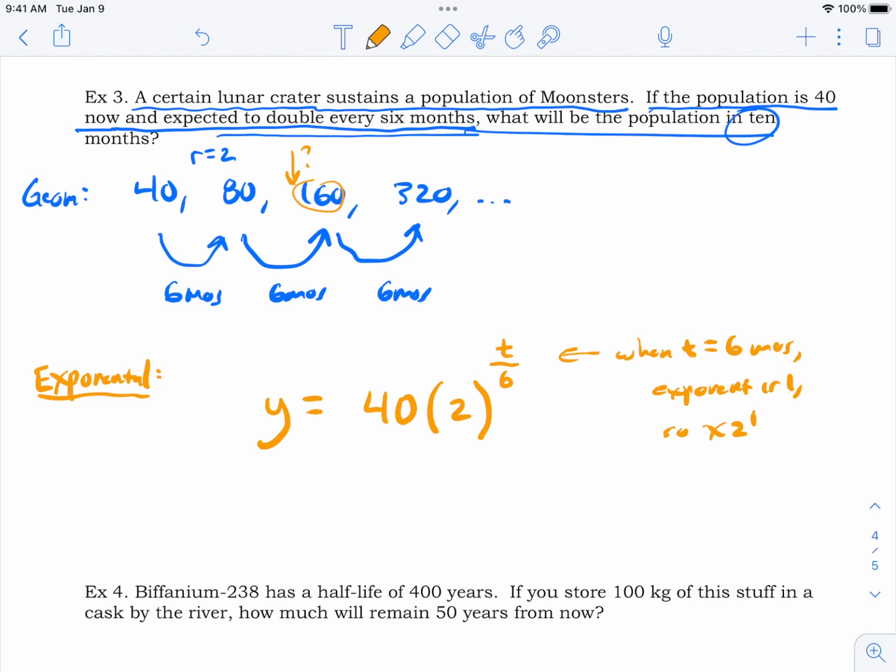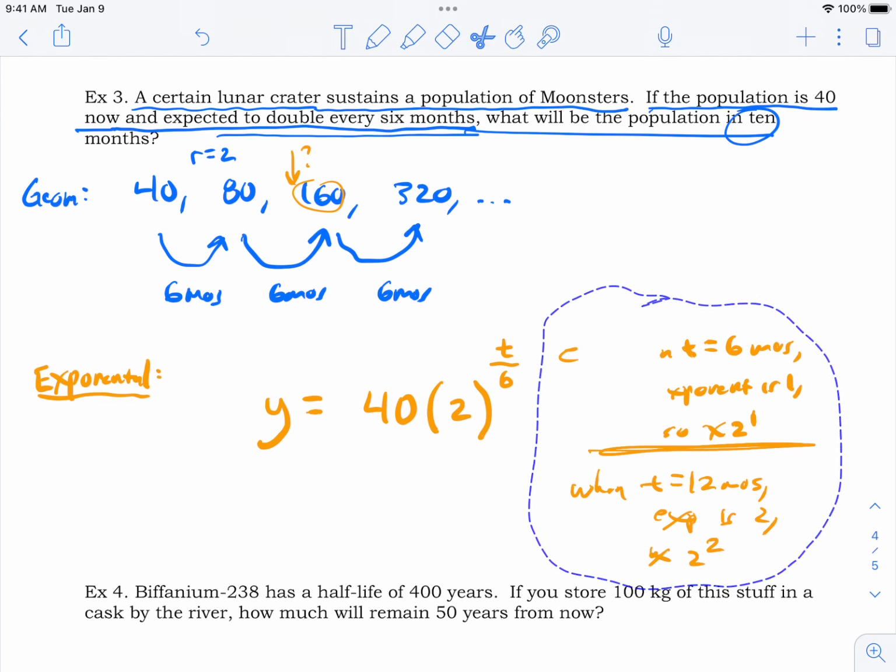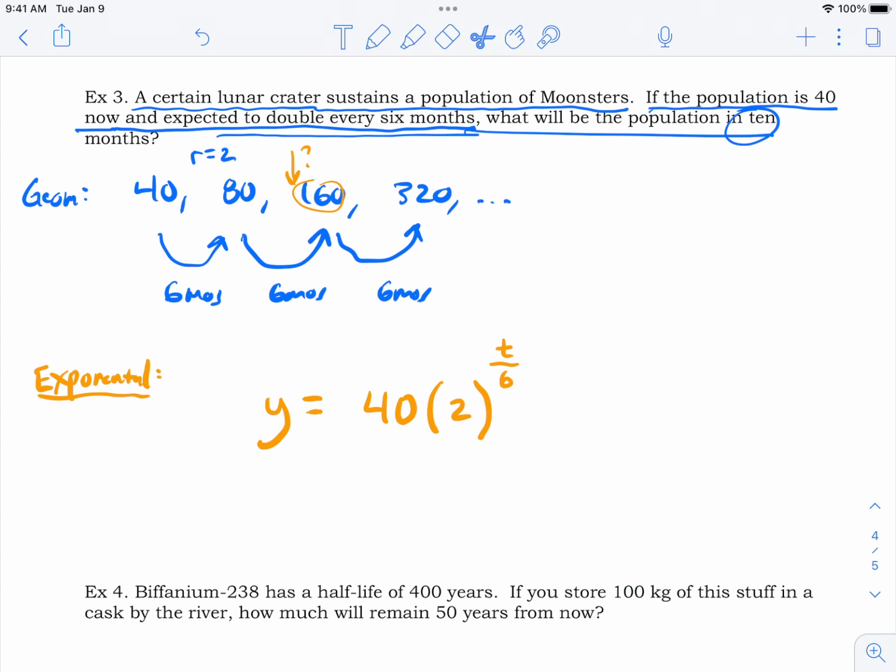Sheesh. Everything's got to have a shortcut button. Anyway, when t equals 12 months, that means the exponent is 2, which means we've got times 2 squared, right? It's working. That works pretty good. And what's nice about it is you can set t equal to any number of months you want. You don't have to land on 6 months, 12 months, and so on. You can set it equal to anything you want. So I love this. I just love this.